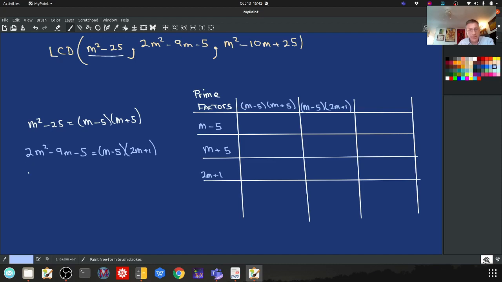And then the final thing, we have to factor m squared minus 10m plus 25.